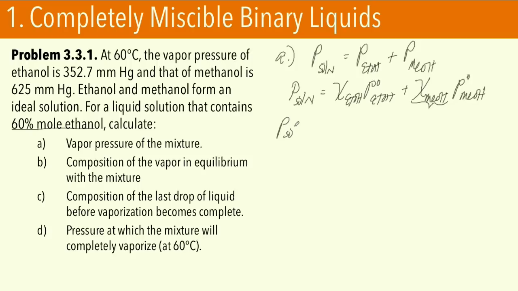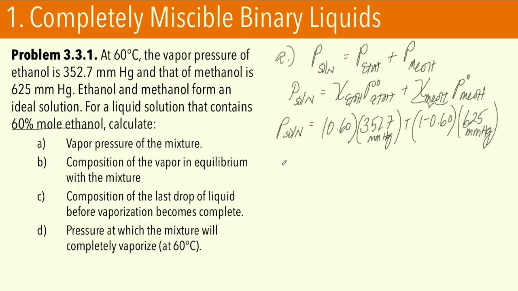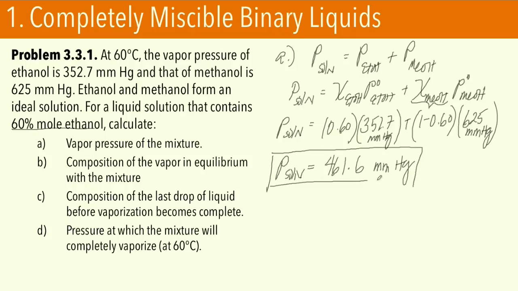So the P solution, the vapor pressure of the mixture, is equal to 0.60, the mole fraction of ethanol, times its pure vapor pressure, 352.7 millimeters mercury, plus 1 minus 0.60, the mole fraction of methanol, times its pure vapor pressure, 625 millimeters mercury. Solving for this, we have 461.6 millimeters mercury. So this is the vapor pressure of our mixture.